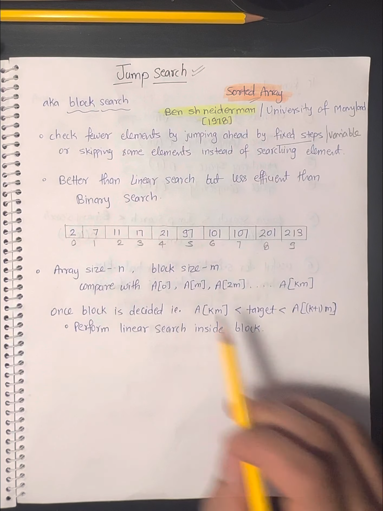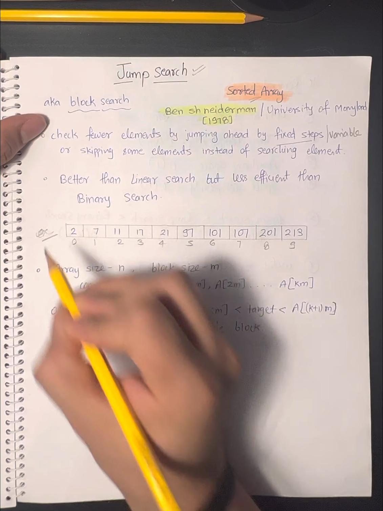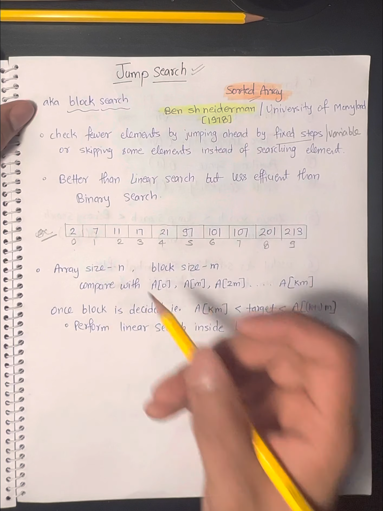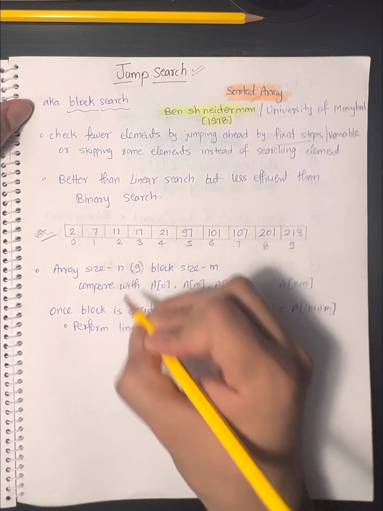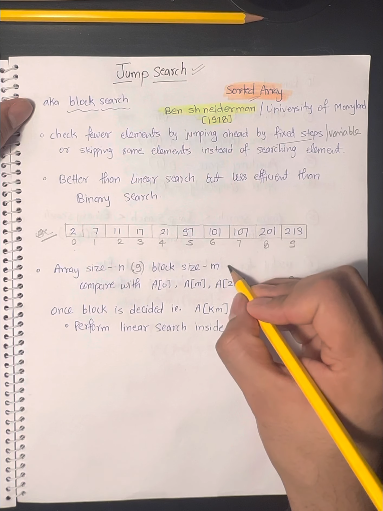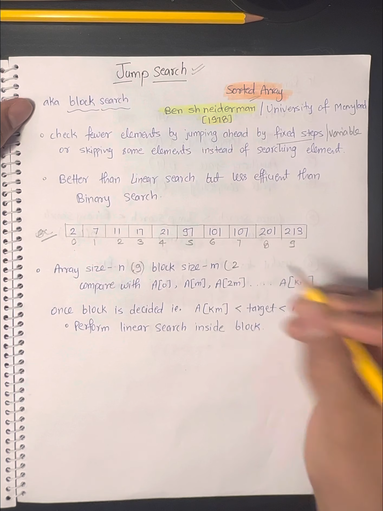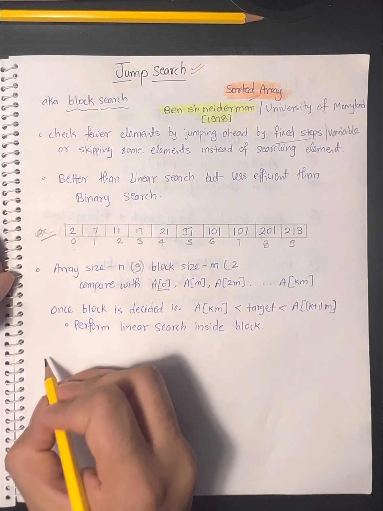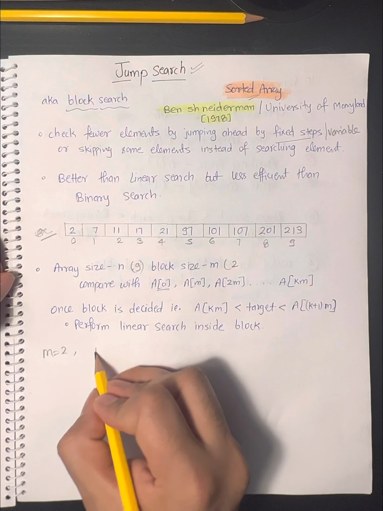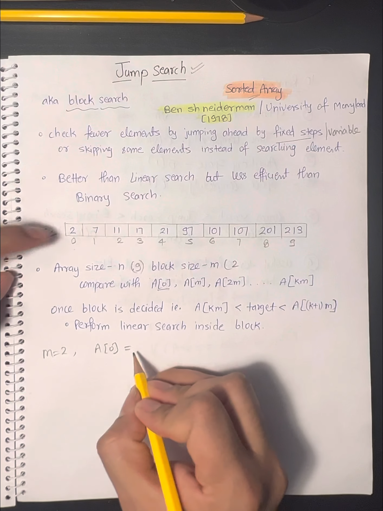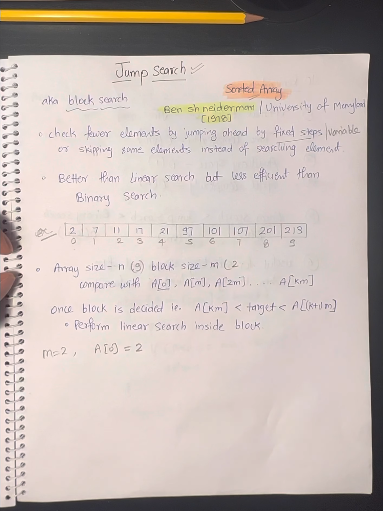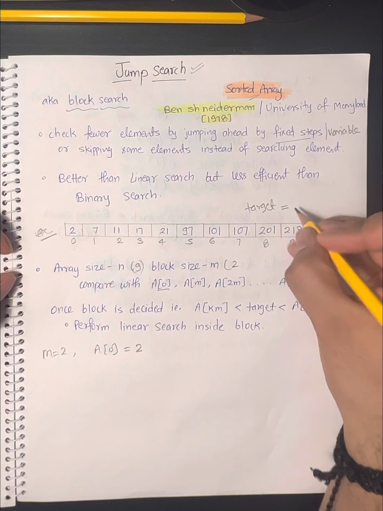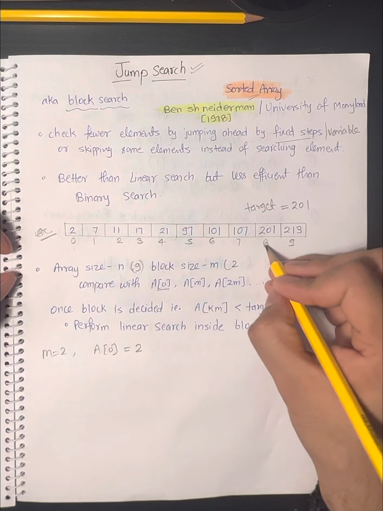For example, let's see, this is our input array of size 10. Basically we have indexes 0 to 9 with these elements. The array size n is basically 9 here. The block size m, let's say we start with block size 2. So what do we do? We first check the element at a[0]. Before that we need to decide our target. Let's say the target we are searching for in this example is 201, which is here.